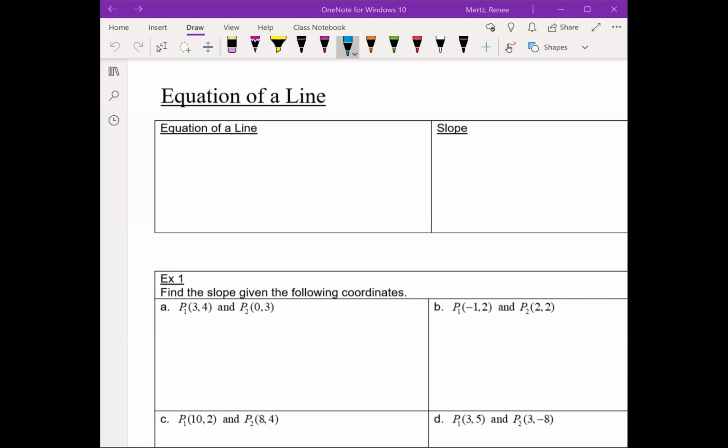But our general equation of a line is, and usually everyone will tell me this, y equals mx plus b. M stands for the slope, good. B stands for the y-intercept.